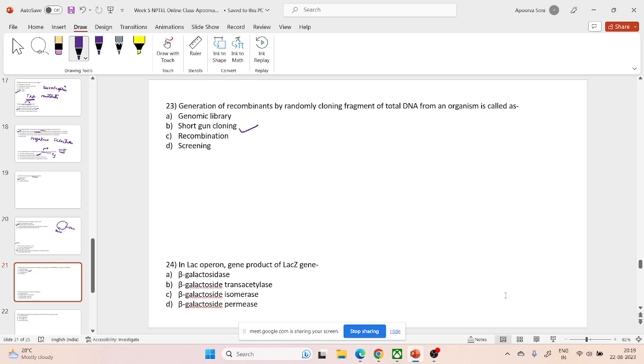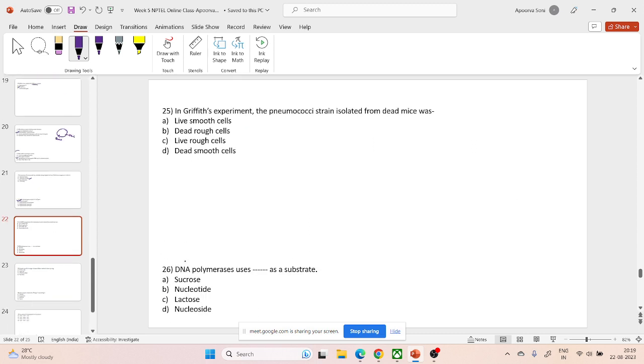The next question is, in lac operon, gene product of lac Z gene is? Beta galactosidase. Yes, correct. Answer is A, beta galactosidase. Next question is, in Griffith's experiment, the pneumococci strain isolated from dead mice was: live smooth, dead rough, live rough, dead smooth cells. What is the correct answer? Ma'am, B. No, option B. Ma'am, it's A. Yes, the answer is A, live smooth cells.